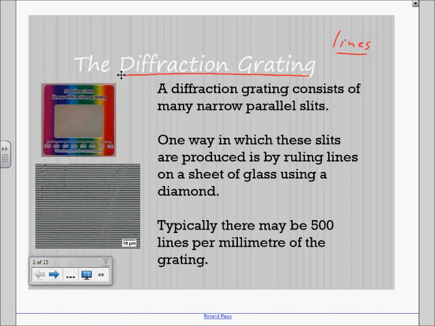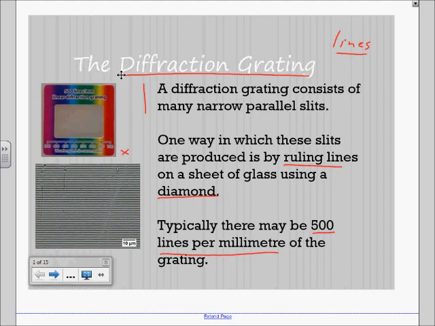So a diffraction grating, as it says here, consists of many narrow parallel slits. And so there's a picture of a diffraction grating. You'll get to handle some in class if you haven't already done so. And how they're made, and you don't need to note this part down, but basically they're produced by ruling a whole pile of lines on a sheet of glass using a diamond. And typically, there could be of the order of 500 lines per millimeter. So that's a huge number of lines or slits, meaning that they are incredibly close together.